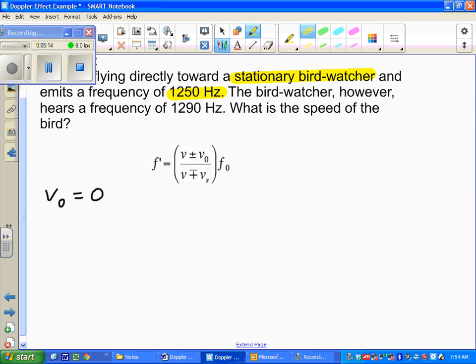This 1250 is the sound the bird is making. So that is the frequency, the original frequency. The frequency the bird is making is 1250 hertz. However, it appears that the changed frequency, that's our f prime, is 1290.